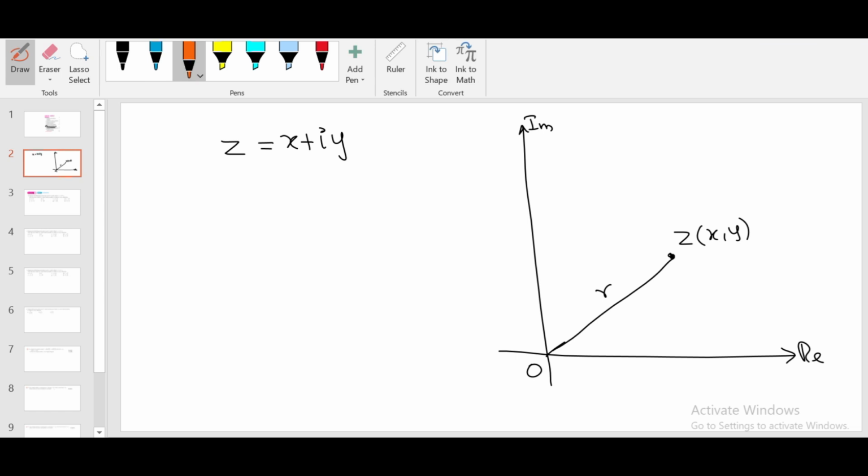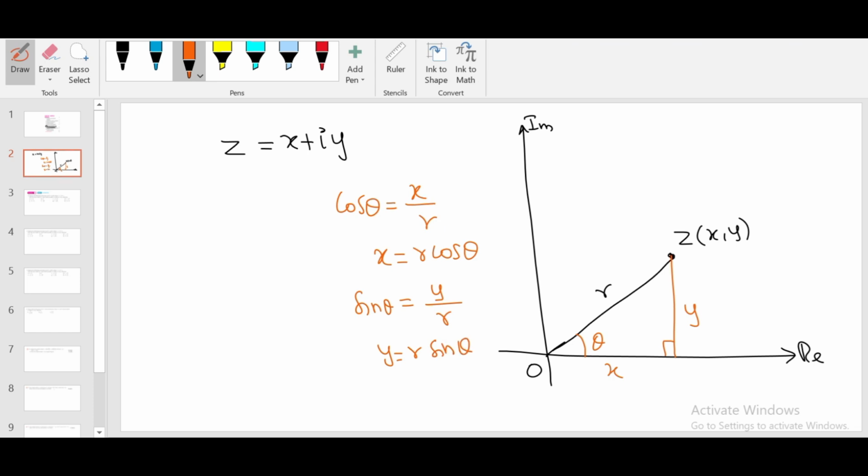But from this diagram, if you complete this right angle triangle, we know this is x, this is y. Let's say this angle is theta. If you use SOH CAH TOA, you can write cos theta is adjacent over hypotenuse, so x is equal to r cos theta. And then if you use sine theta, opposite over hypotenuse, so y is r sine theta.